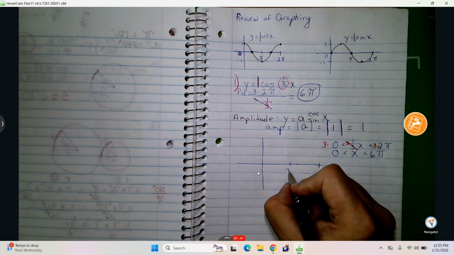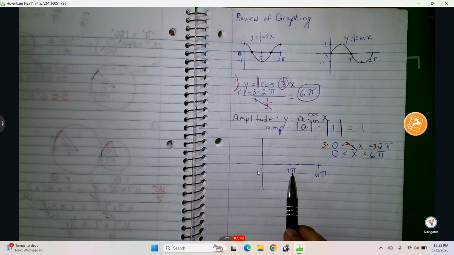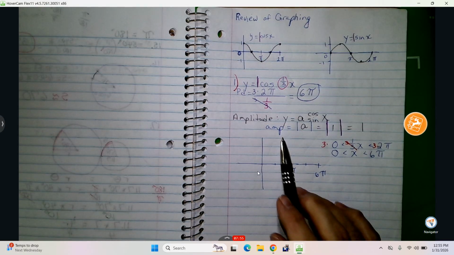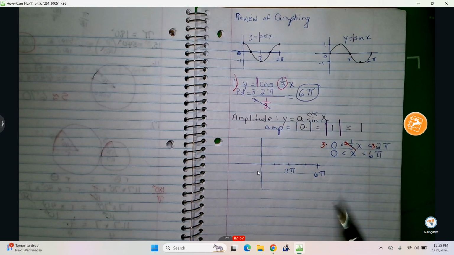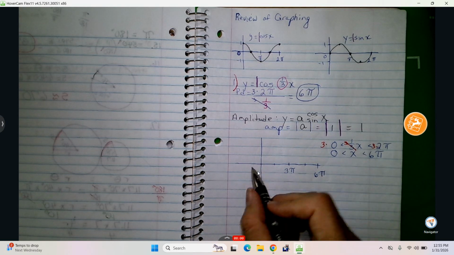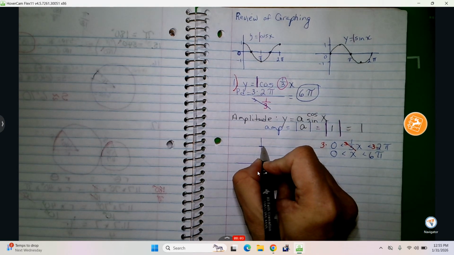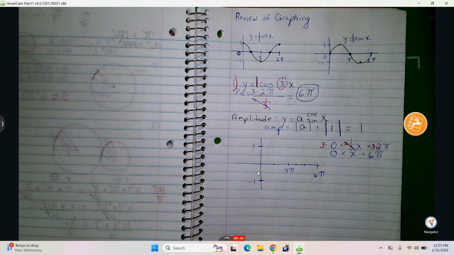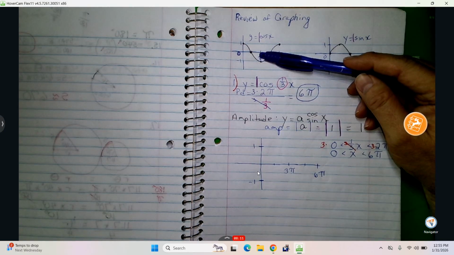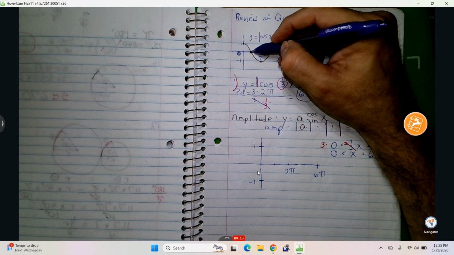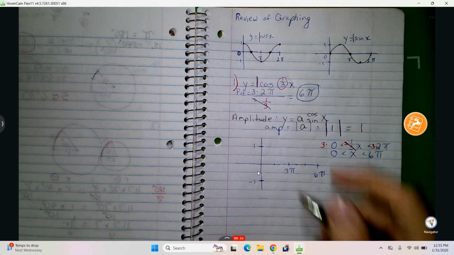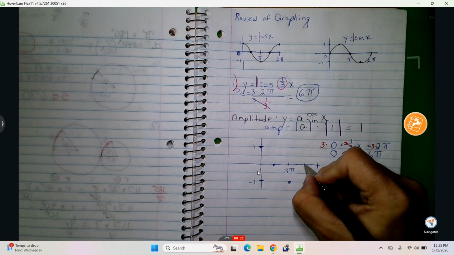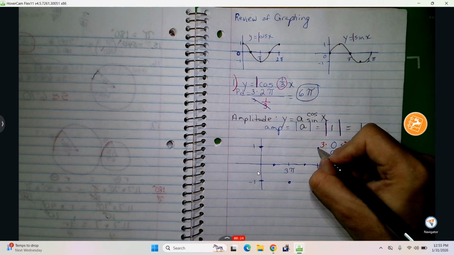Okay, 6 pi. I'm going to break this up. 3 pi would be right in the middle. And the amplitude is a 1. So just to make the graph look a little nicer, I'm going to say right here, it's 1. Right here, -1. And I'm just going to take this shape and these 5 dots right here, I'm about to make them here. 1, 2, 3, 4, 5.